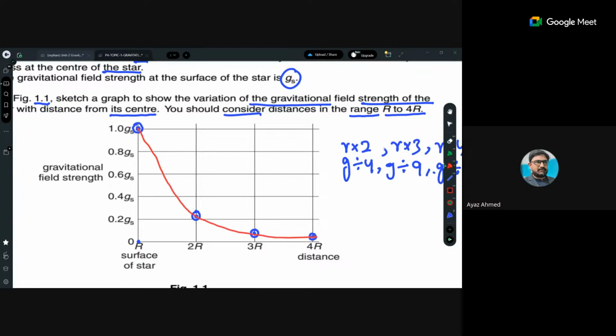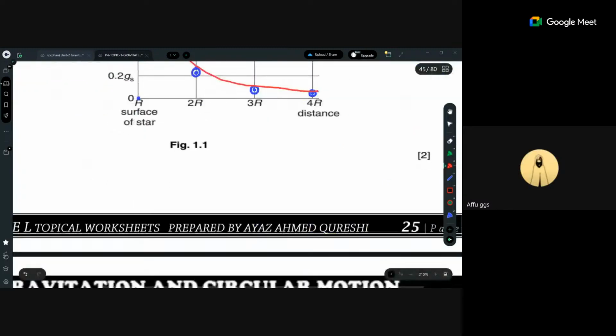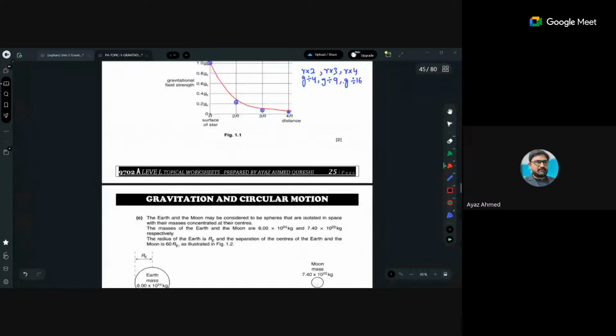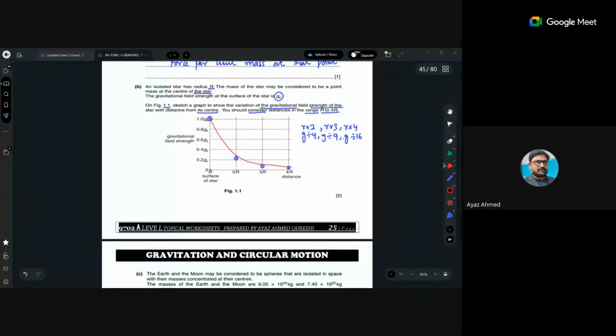So this is the graph I have told you, because the graph is asked of you. Is it clear to both of you? Yes, sir. So you will draw it like this. It is not necessary to join all the points, but it shows the trend. You can show the trend.